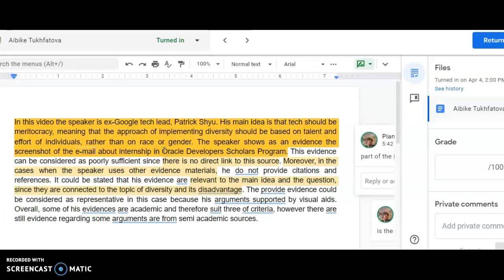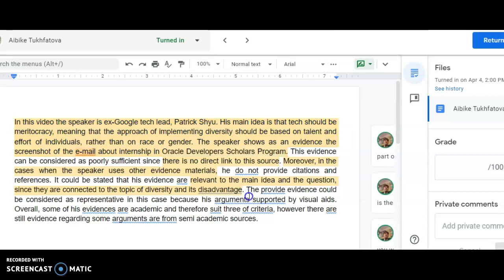The Oracle Developer Scholars Program is relevant because it does indeed talk about a tech scholarship, and it does actually specifically invite a certain racial group. So that's what you can say, right?